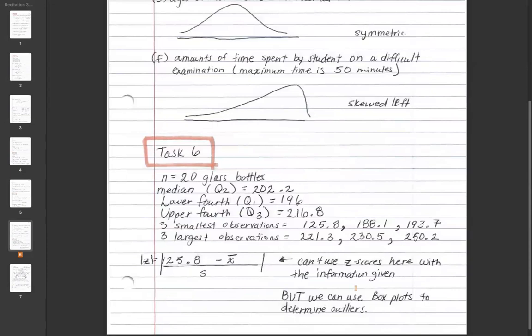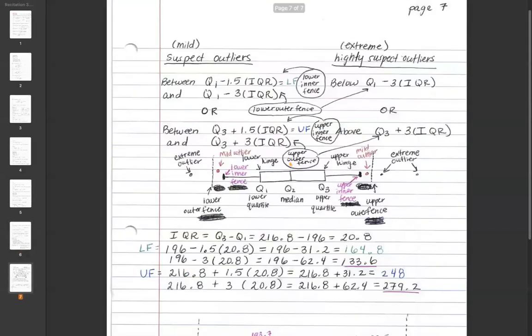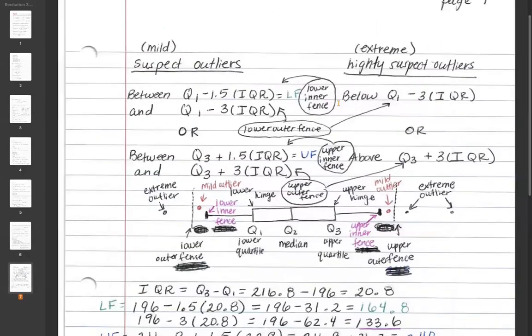So unlike before, when we were able to use z-scores to determine whether a data point was an outlier, this time we can't really use z-scores because of the information we're given. We weren't given the mean and we weren't given the sample standard deviation. But you can still determine outliers by using box plots, and so that's what we're going to do here. I know this looks a little overwhelming, but I'm going to try to break it down.